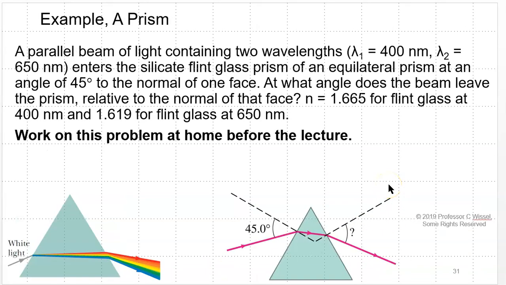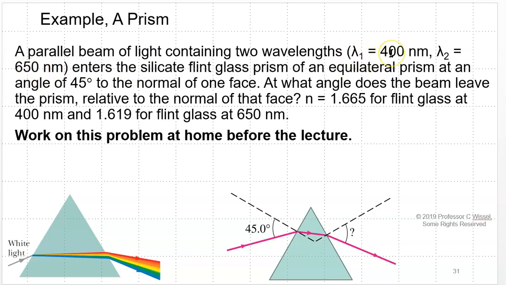Okay, now that was with parallel surfaces. Now we're going to do something a little bit more complicated. Instead of parallel surfaces, we have a prism. And a parallel beam of light consisting of two wavelengths. We're just going to take the shortest wavelength of light and say a longer wavelength. Okay, so this would be purple light. This would be red, pretty much red light.